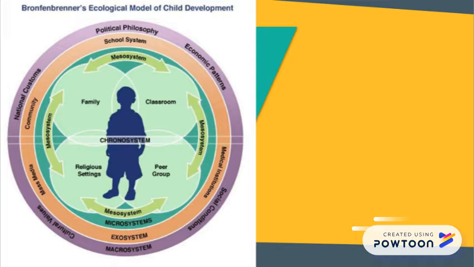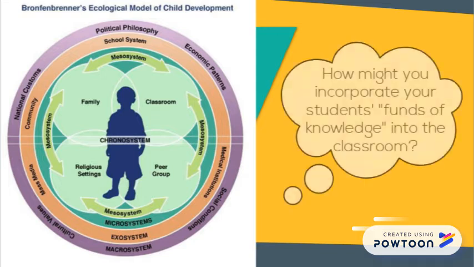Finally, the 4th layer of this model is the macrosystem. These include national customs or cultural norms. This model helps illustrate the wide range of influences on a child's development. Taking these levels of influence into consideration, how might you incorporate your students' funds of knowledge into the classroom?